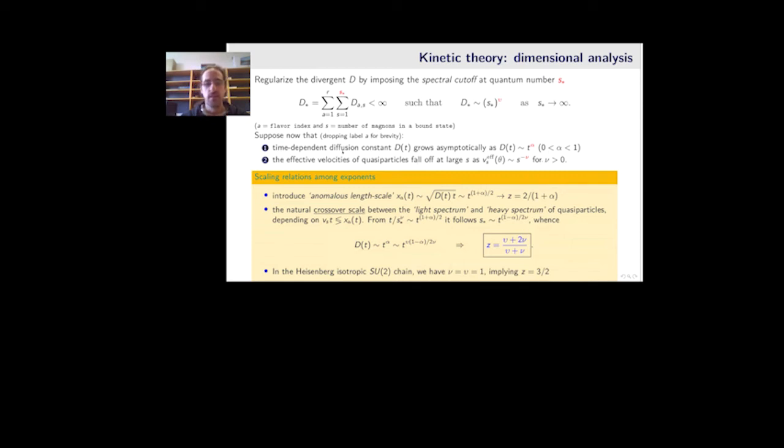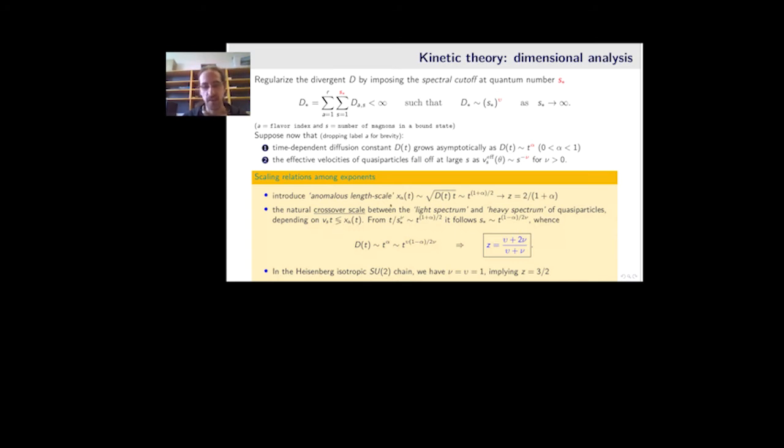And finally, the effective velocities of the quasi-particles need to also have some fall-off with increasing S. And here we characterize this by exponent nu, which is some exponent larger than 0. And now you can simply define the associated anomalous length scale to this quantity. And you can see that on the one hand, it will grow as t to the (1 plus alpha) over 2, which gives you the exponent z. And then you can also get it by different means in the following sense.